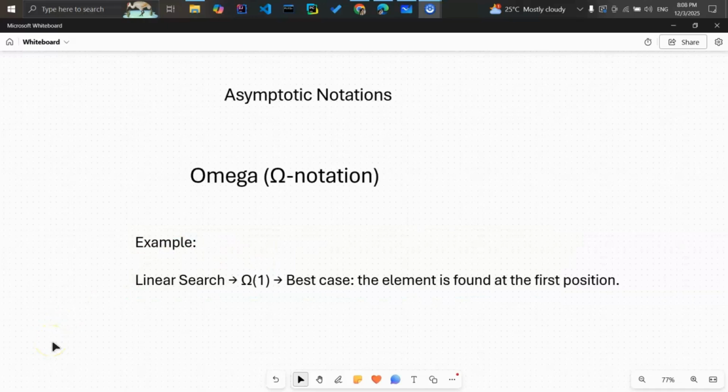The second one is omega notation. We can represent it like this. It gives the lower bound of an algorithm's running time. It means the algorithm will take at least this much time for large inputs. It is used for best case analysis.